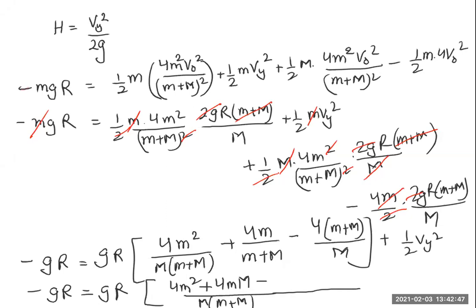And the third term will become 4 m plus M whole square, which will be minus 4m square, minus how much will come, 8mM, plus half vy square. Am I correct? Please see, there should be no problem later. Am I correct? Hello, am I correct? Yes sir.